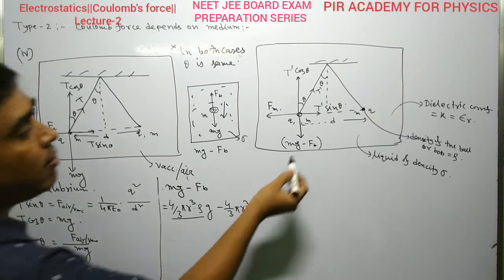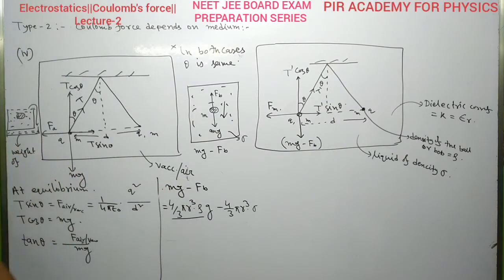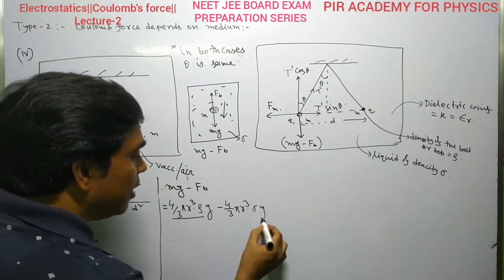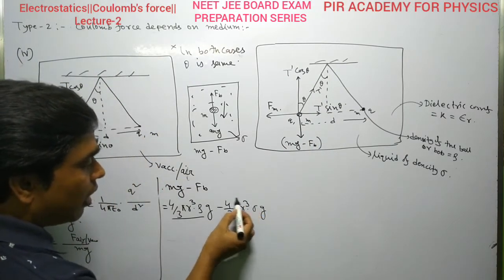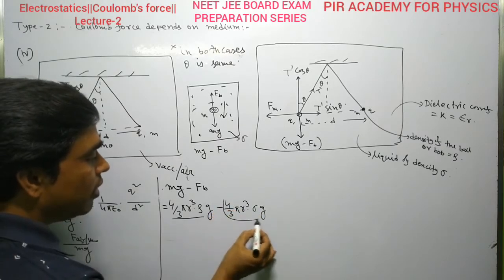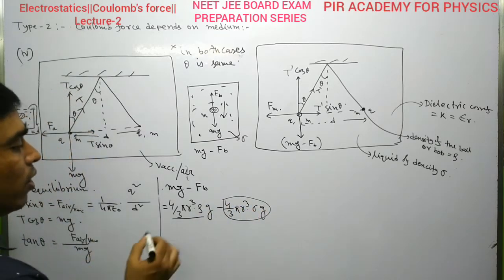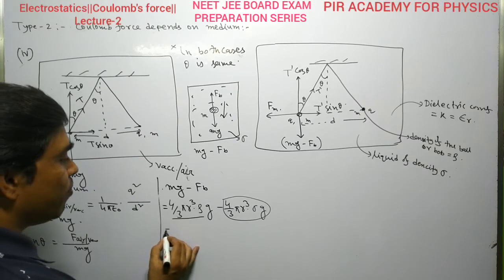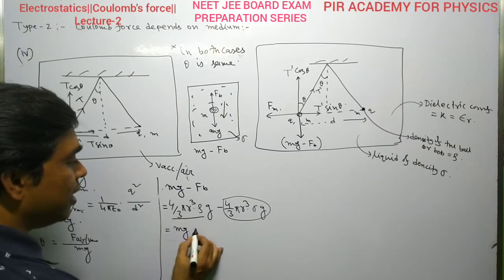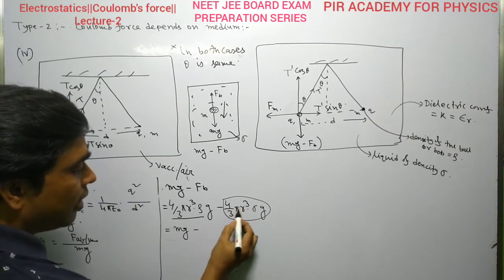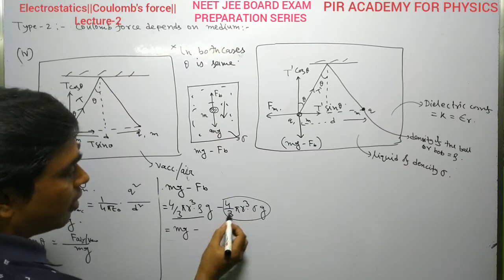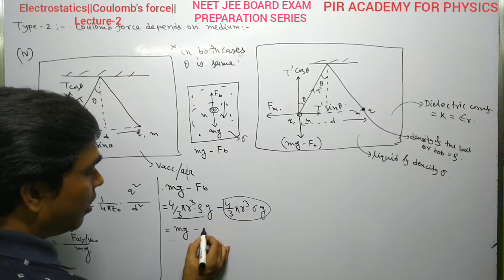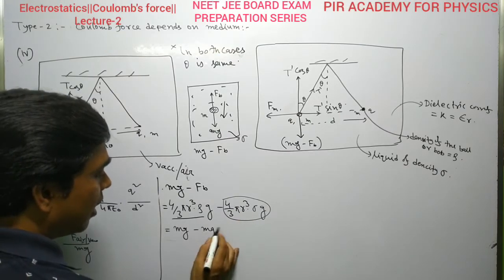Because sigma is the density of this liquid, then the buoyancy force is sigma times V times g. This is the buoyancy force. So the net downward force will be mg minus this.